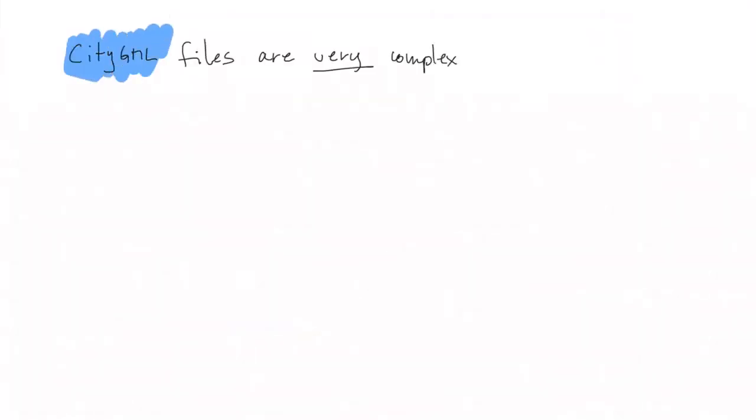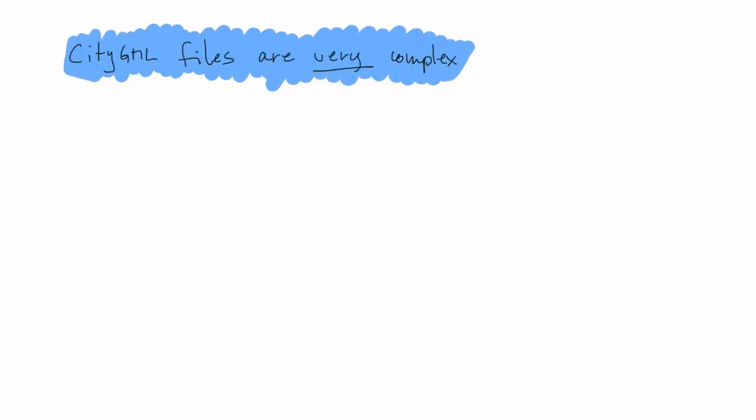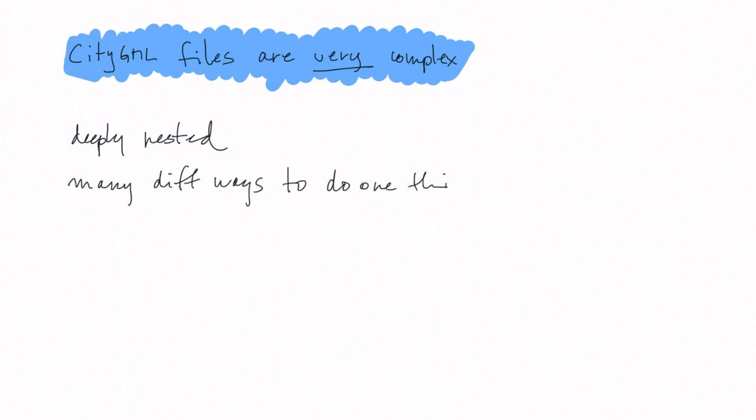CityGML files are in practice very complex. They're deeply nested. It means that, for example, one building can have a building part that has another building part that has a building part, and so on. And this is not very good. In GIS, we like things we represent to be flattened out. For example, in a database, for simple features, things should be more flattened. And also, there are many ways to do one thing. So if you want to represent a solid, or if you want to attach semantics to the surfaces of a building, there are many different ways to do that.